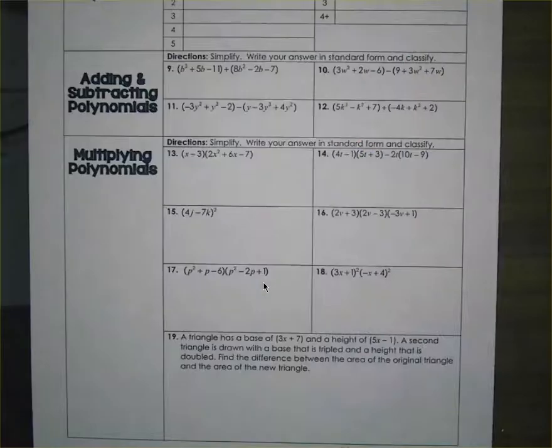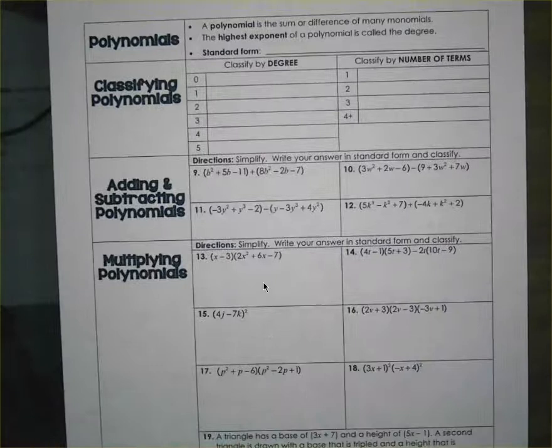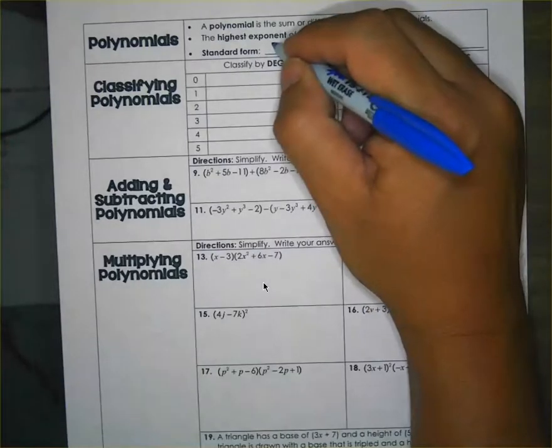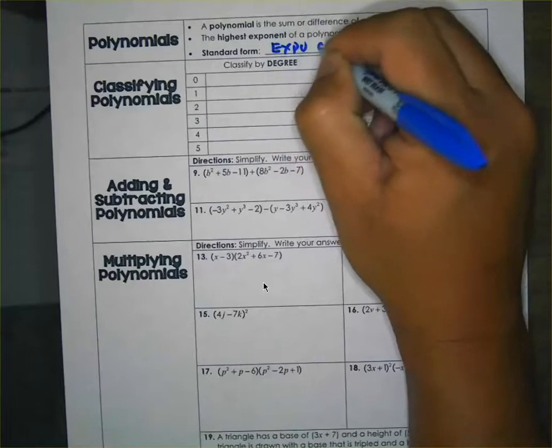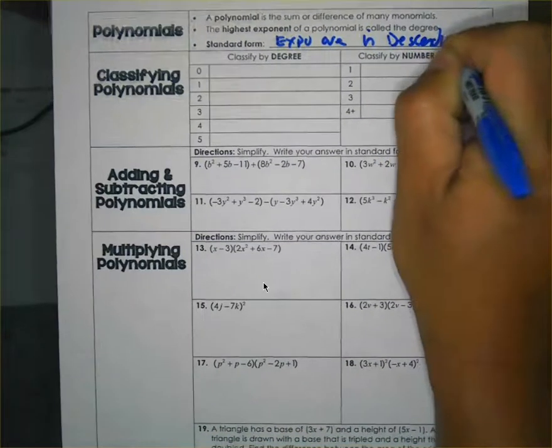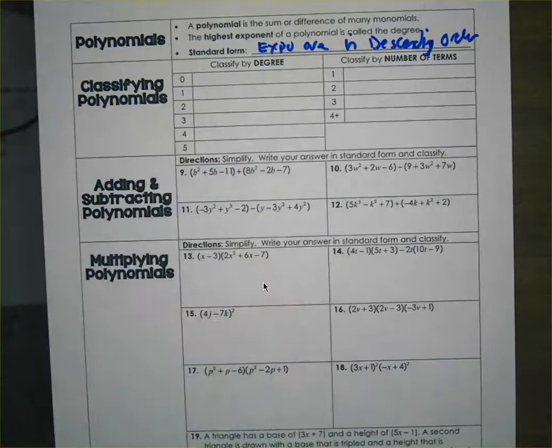The next thing that we've got is polynomials. Poly means many. A polynomial is the sum or difference of many monomials. The highest exponent of the polynomial is the degree. Standard form is written with exponents in descending order. You can classify polynomials by their terms, or you can classify them by their degree.